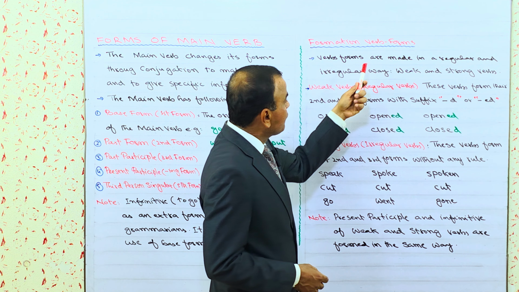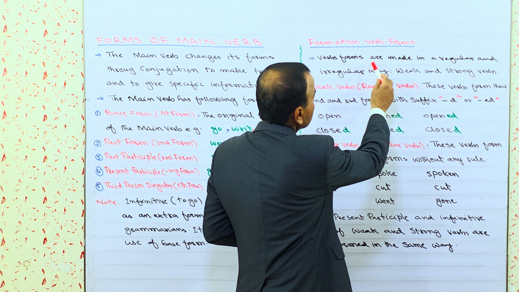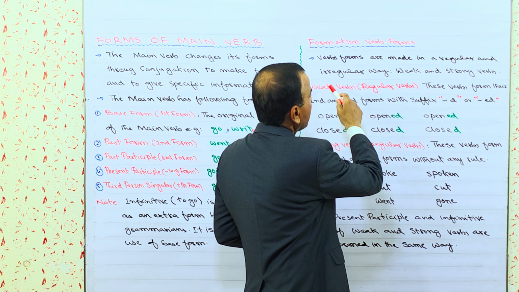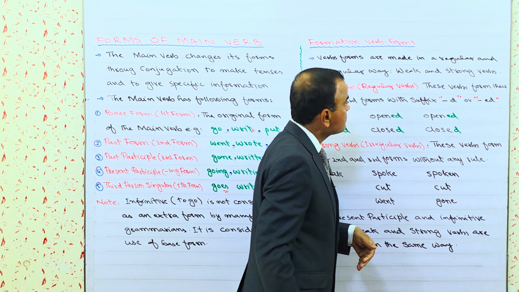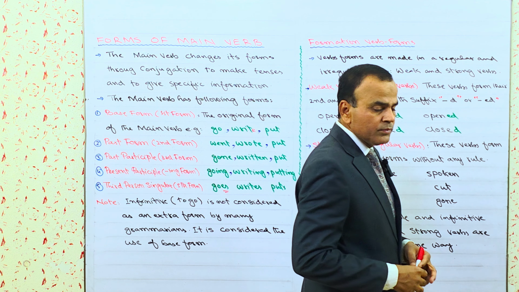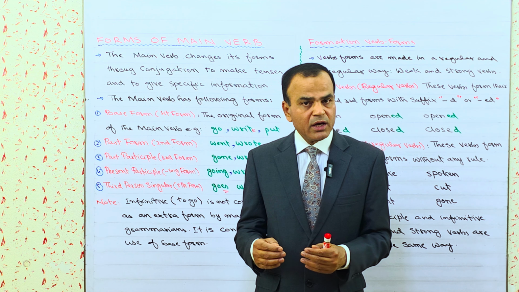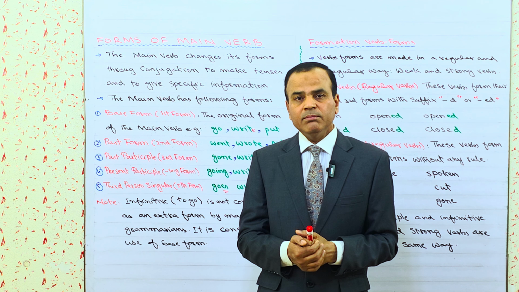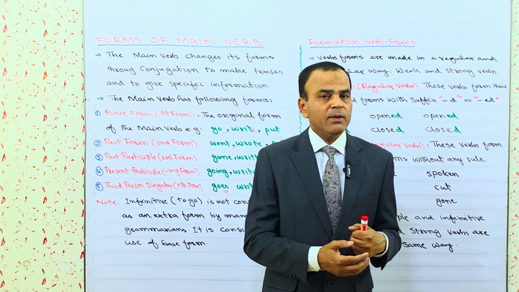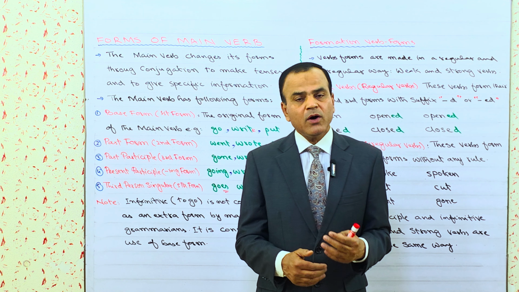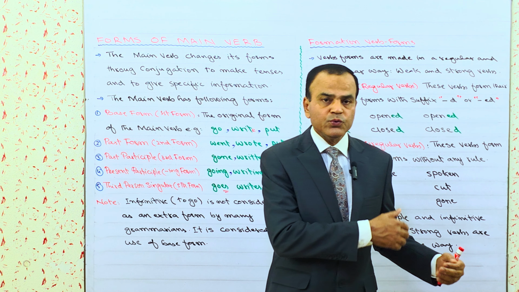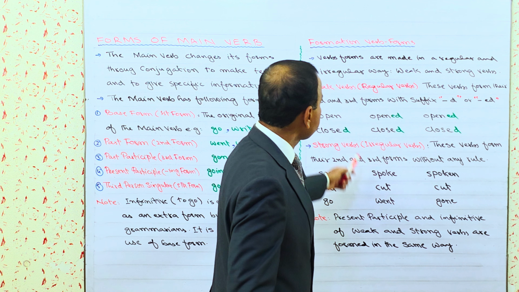Verb forms are made in a regular and irregular way. So when the question of formation of the verb forms is concerned, and let me clarify here that it all happens when we are making the second and third form of the verb. The two other forms of the verb are always made in the same way I'm going to discuss.